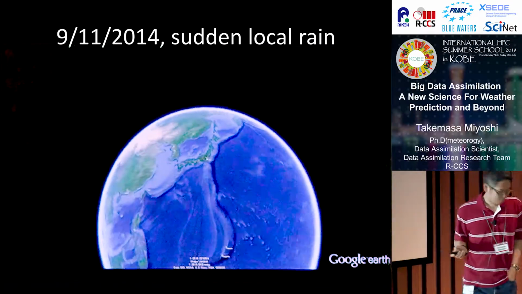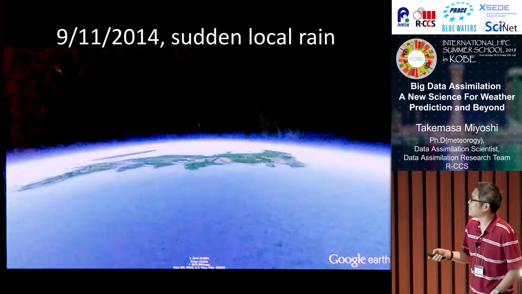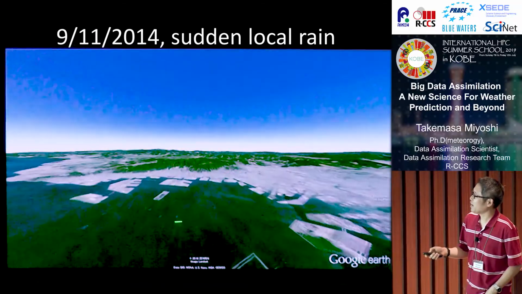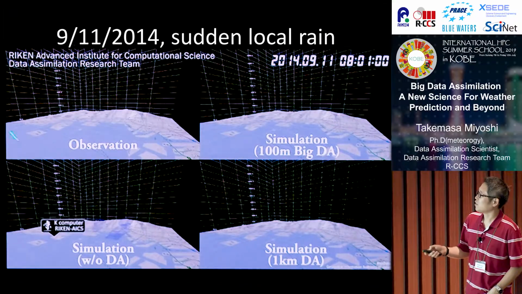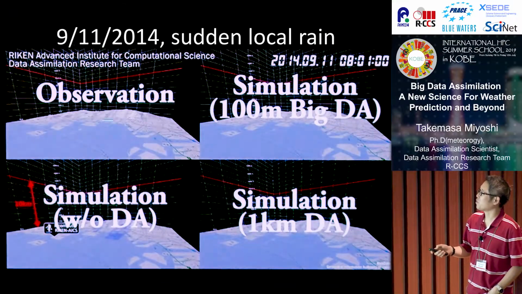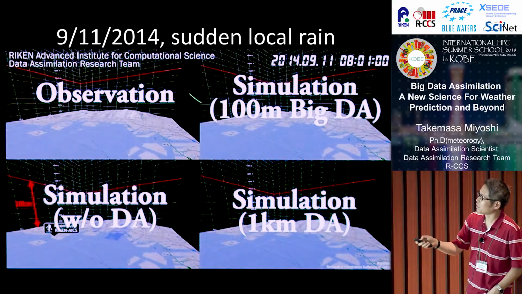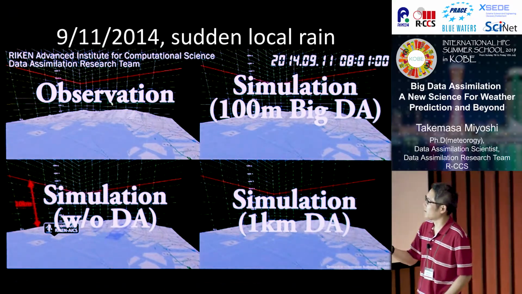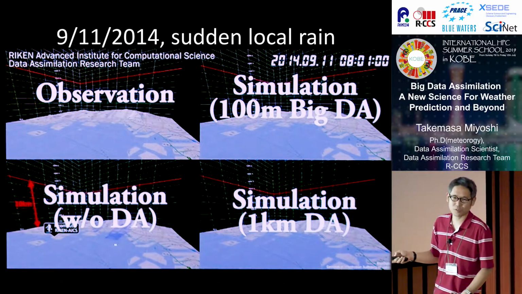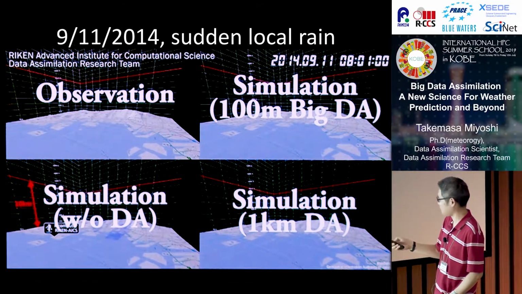Okay, so this just shows the area. This is Kobe Airport, and this is where we are. On the top left is the observation. The top right is the simulation with the data assimilation that we developed in this system. And the bottom left is a regular weather forecast without assimilating this data. So this is the forecast that we usually have. Just ignore this for the moment.